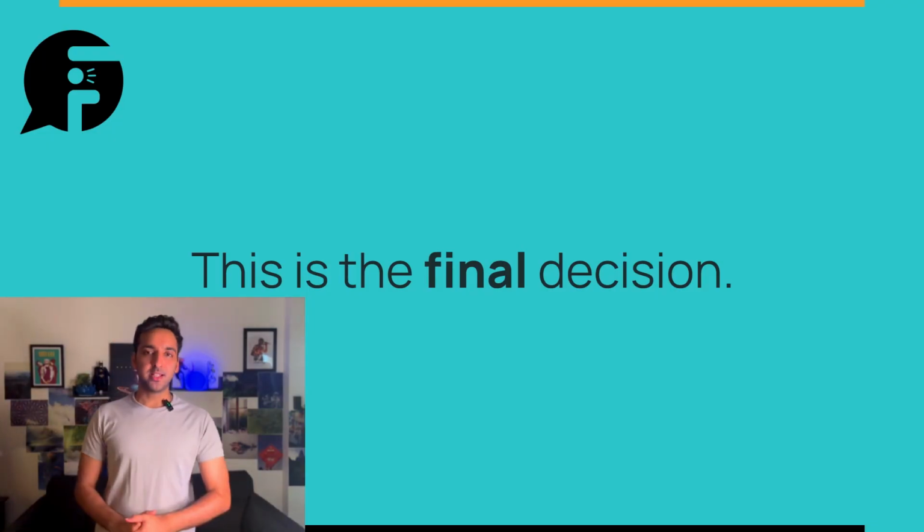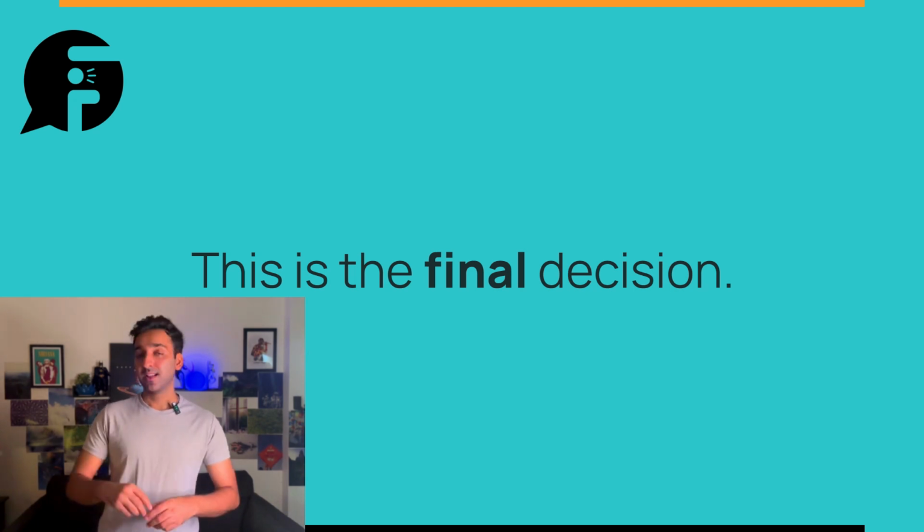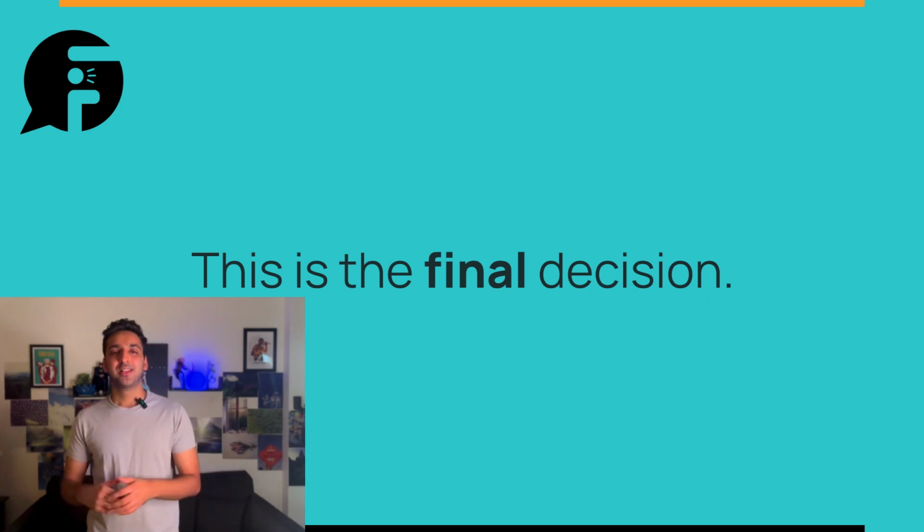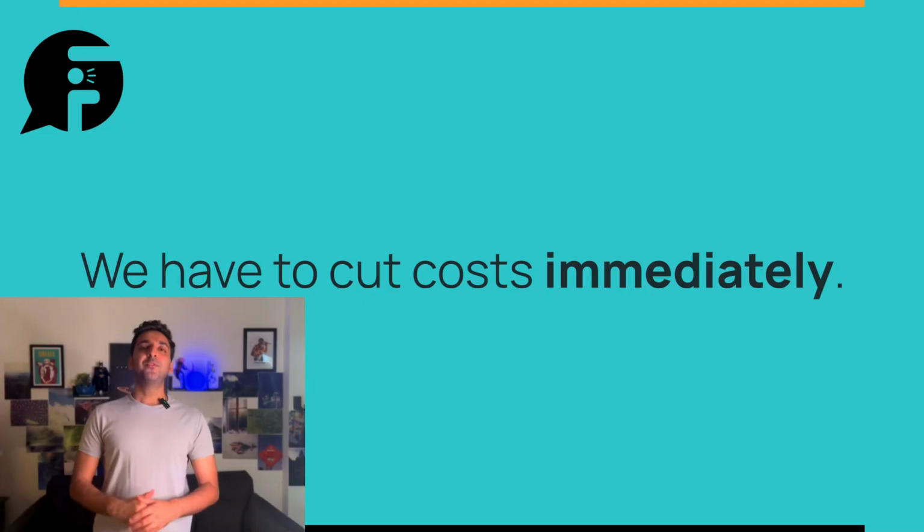This is the final decision. I can just say that this is the final decision. Instead, I can highlight the word final with a chop. This is the final decision. Notice the difference? Let's look at a third and final example. We have to cut costs immediately. We have to cut costs immediately.